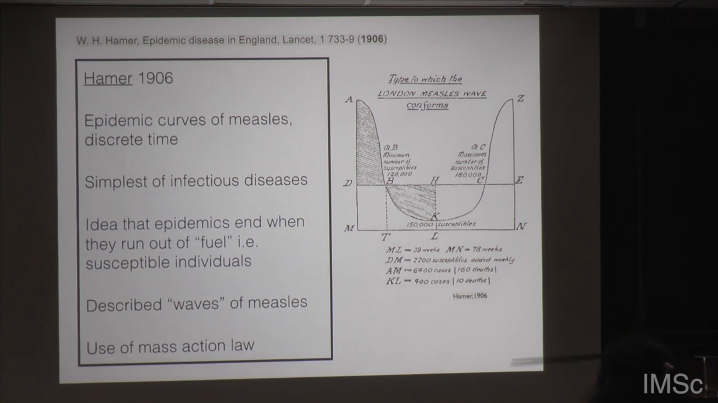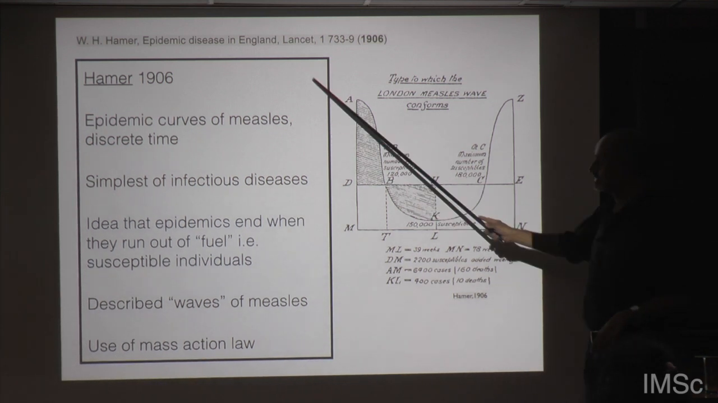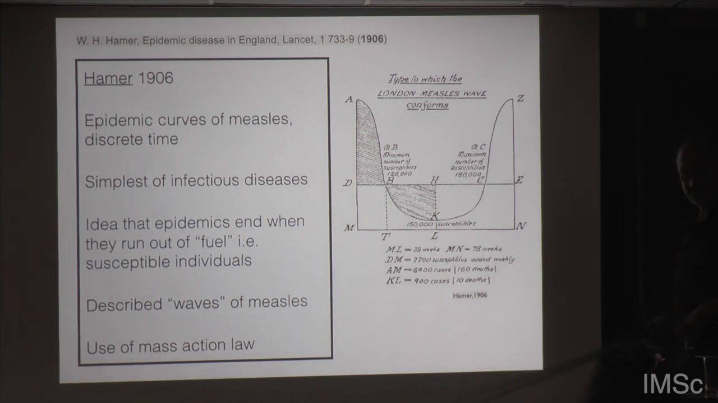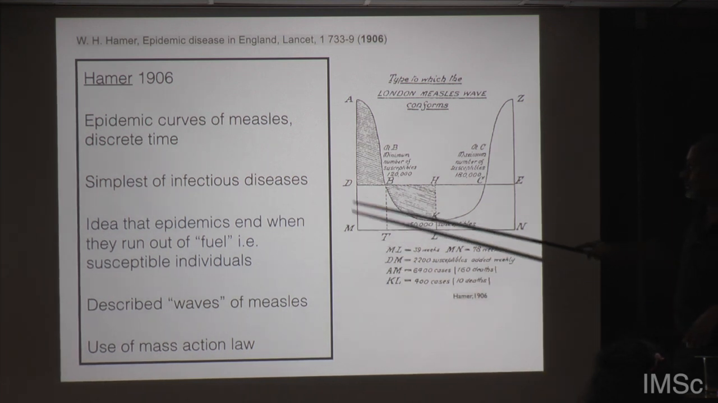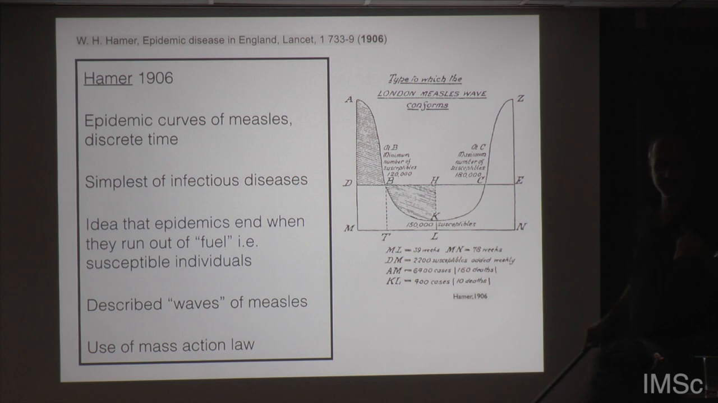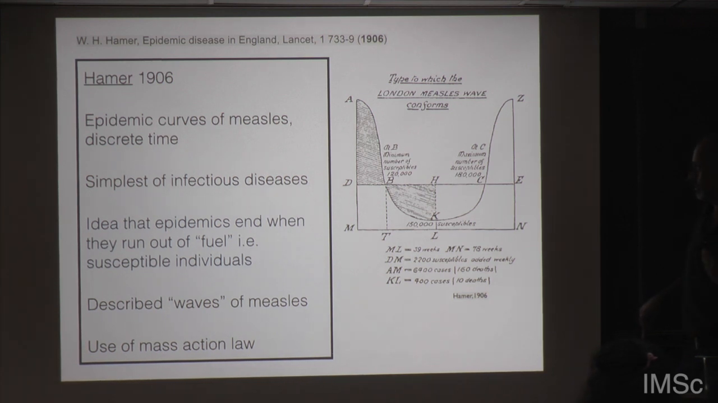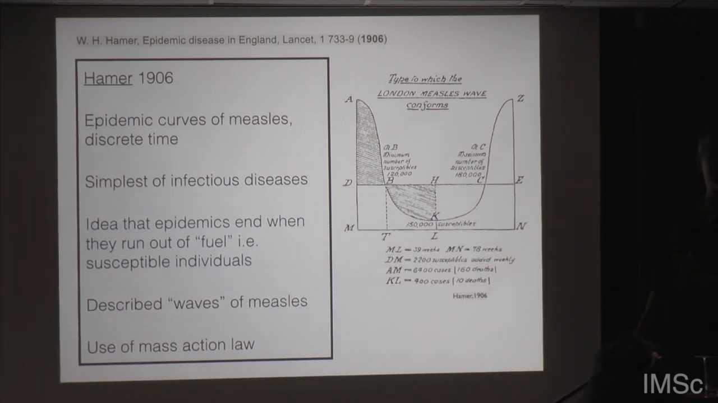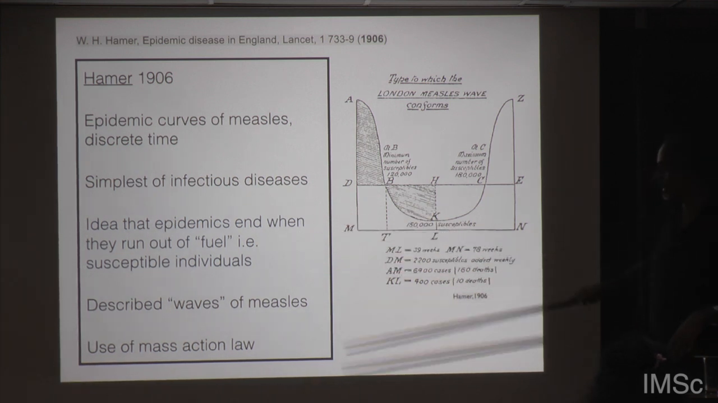This gentleman called Hamer, in 1906, studied the epidemic curves. Measles is a disease that comes and goes, it ebbs and flows, certainly at that time. This is, in a sense, the simplest of infectious diseases. It's transmitted from person to person. It's highly infectious, and it's also treatable very easily by vaccination, the problem being that people don't take the vaccination. He introduced the idea that epidemics end when pretty much everybody who could have caught it has actually caught it. It's an idea that has to be revised a little later.